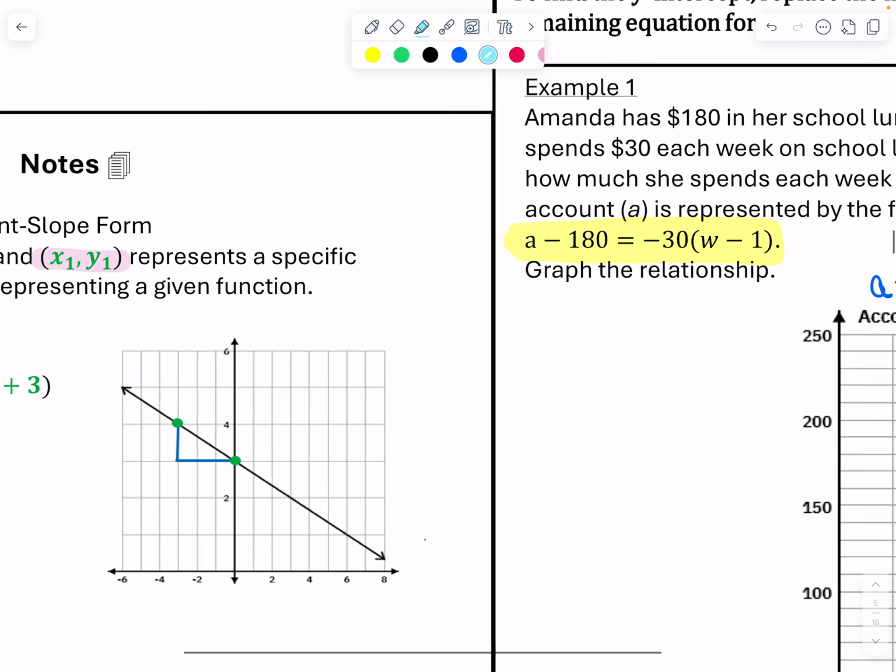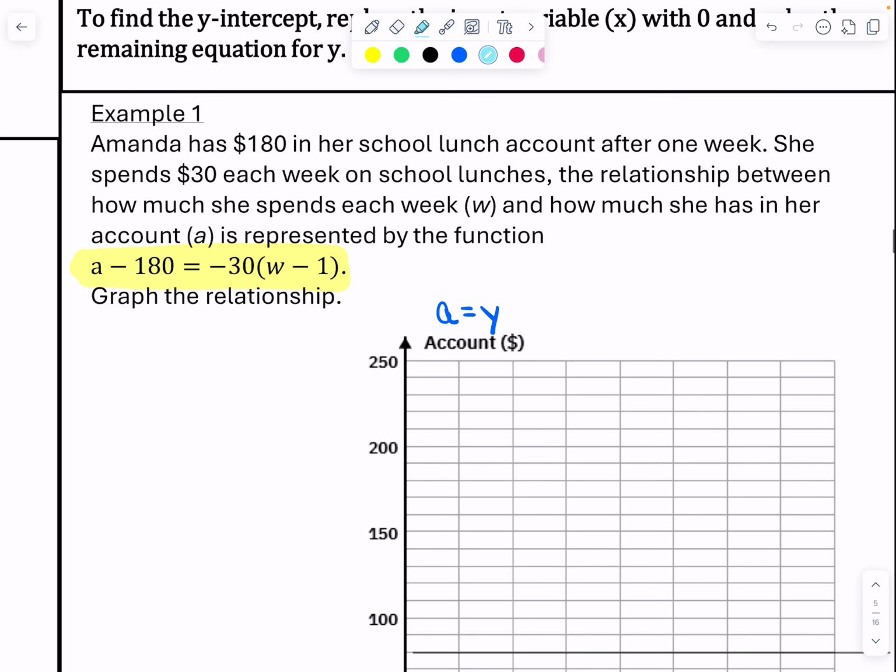So let's go ahead and go over to example 1. So here, Amanda has $180 in her school lunch account after 1 week. So that's important. Week 1, she has $180. She spends $30 each week on school lunches. So if she spends money, that means it's a negative 30. The relationship between how much she spends each week, W, and how much she has in her account, A, is represented by this function. Graph the relationship.